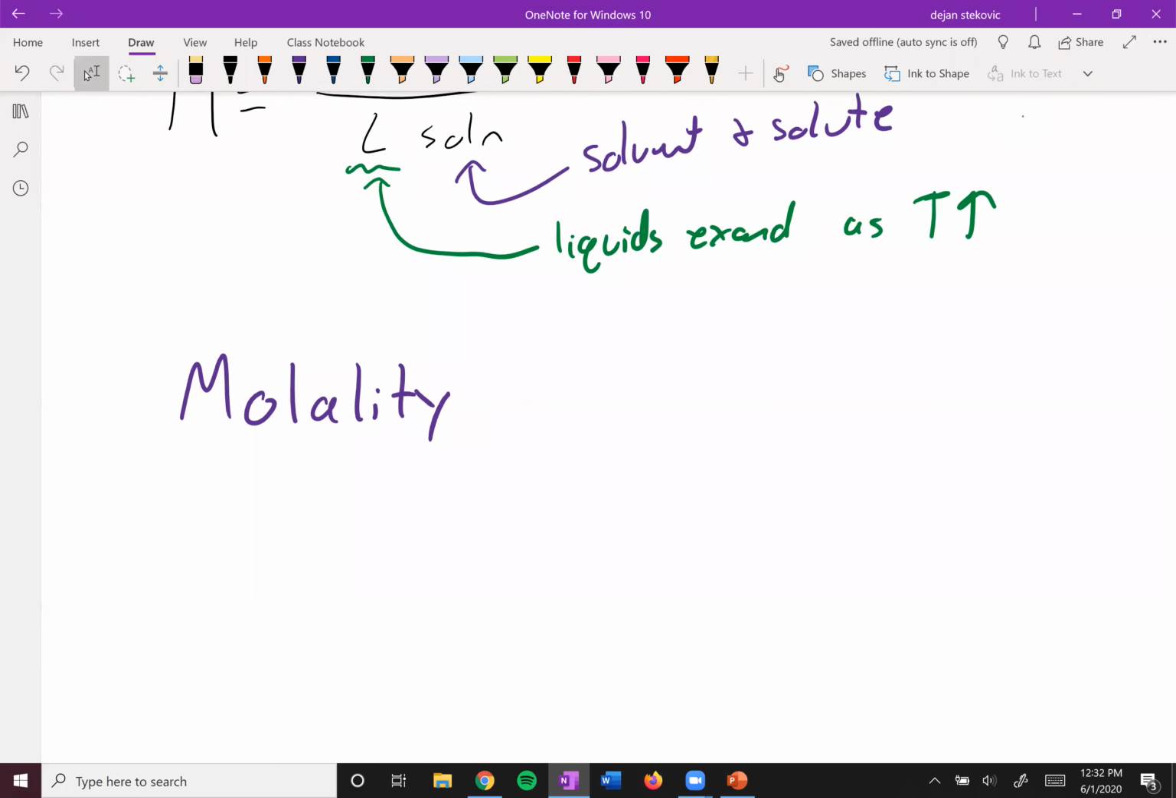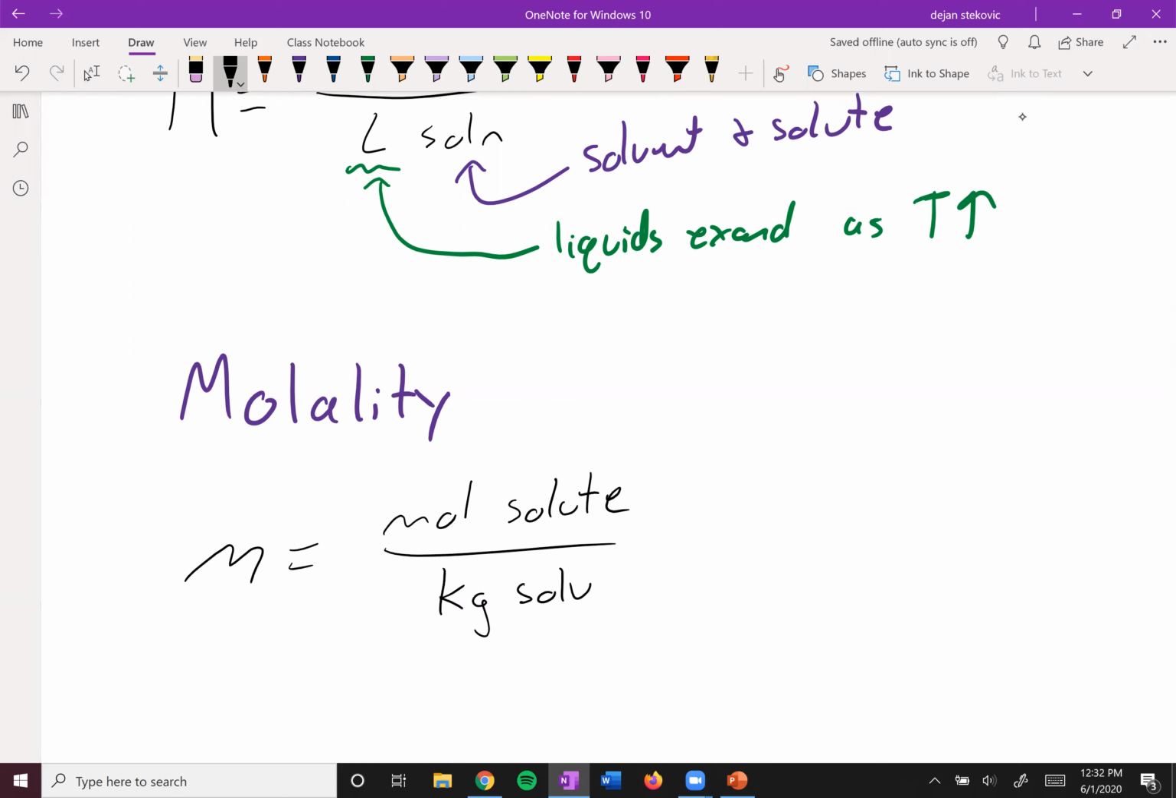And so this gets an italicized m, and molality is equal to your moles of solute, right? So same as molarity, over kilograms of solvent, right? So it's a mass now, so it's temperature independent. And notice that it says solvent, not solution, so it's just the solvent. And of course, the useful thing here is that it's temperature independent, right? Your molality stays the same no matter what temperature you're at, whereas your molarity actually changes.